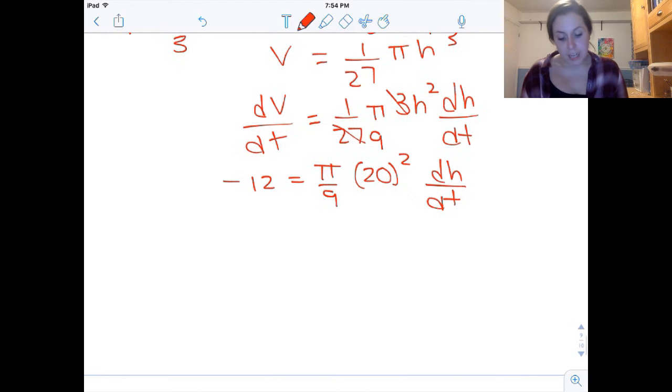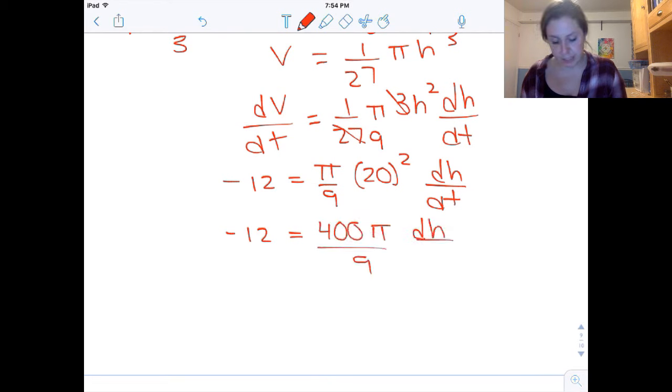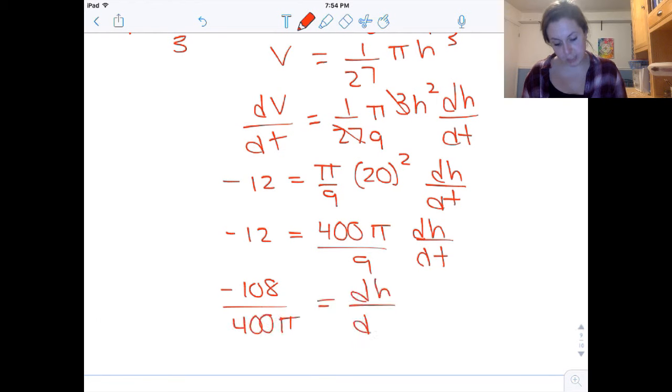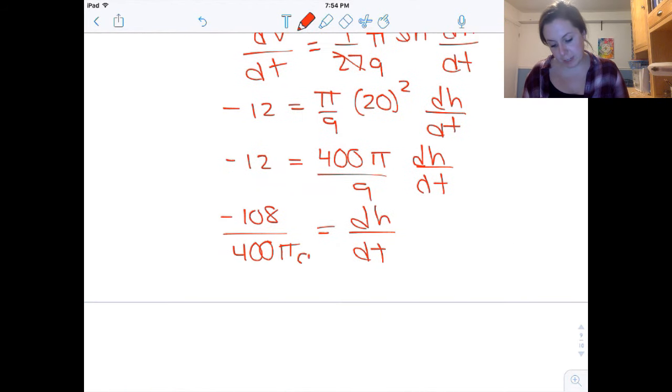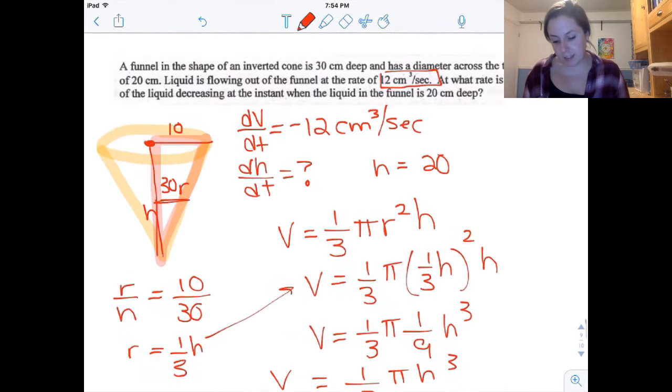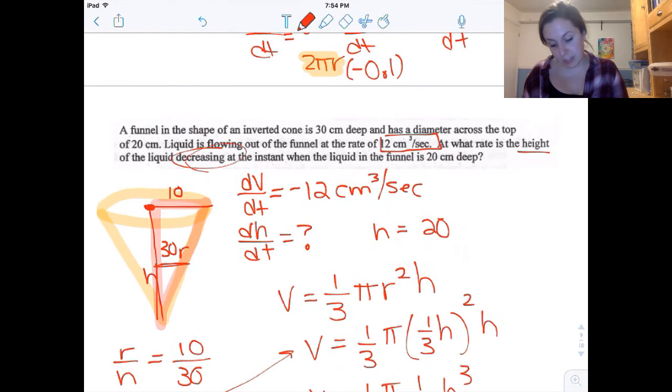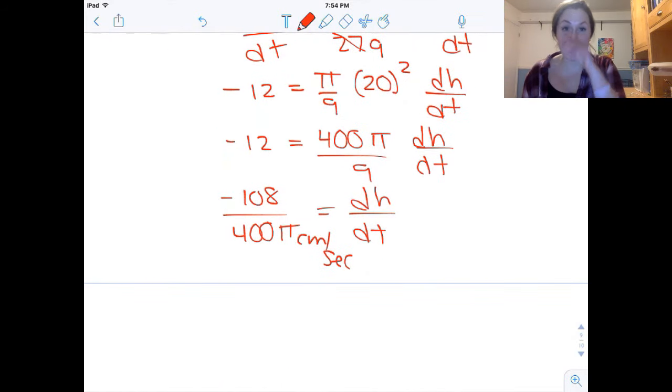And then I can divide this. So this is negative 12 equals 400 pi over 9 dh/dt. Multiply by the reciprocal, so I would get negative 108 over 400 pi equals dh/dt. Now, let's think about our units for that. Height is measured in centimeters, so that would be centimeters per second. And it says at what rate is the height decreasing? So you could say it's decreasing at 108 over 400 pi because the decreasing part takes care of the negative. But if you left it as dh/dt equals negative, that's fine too.